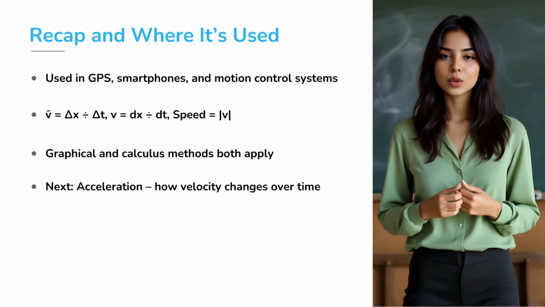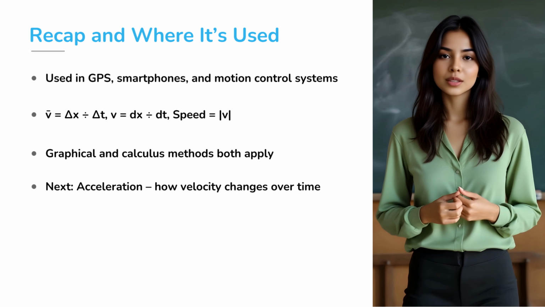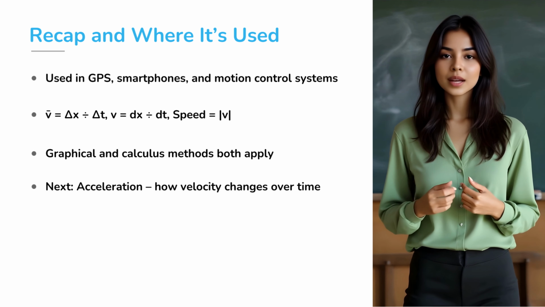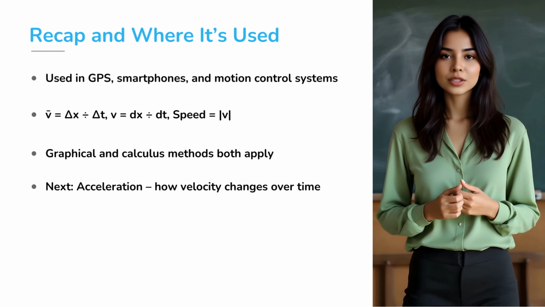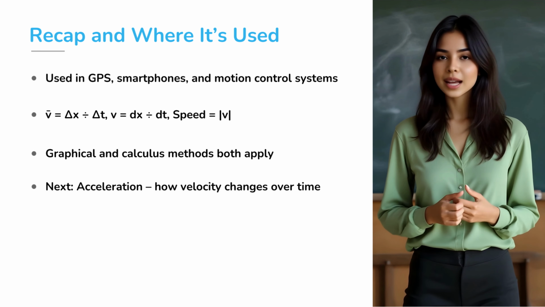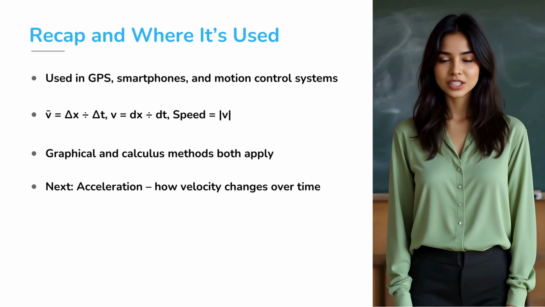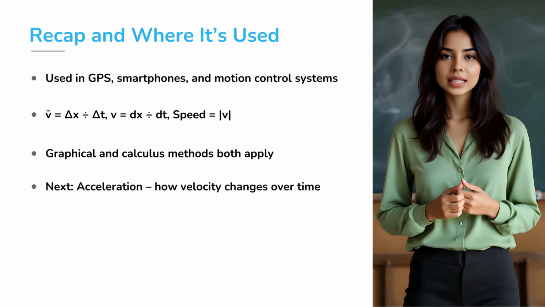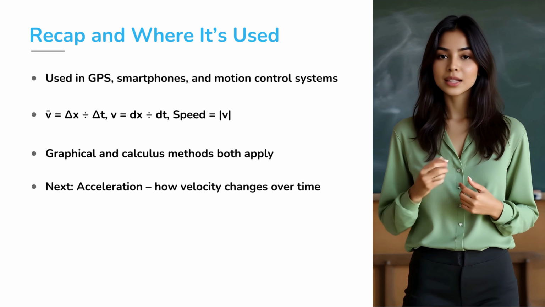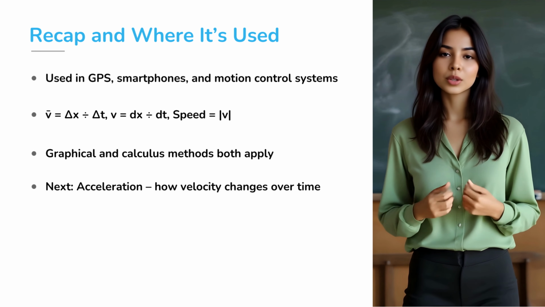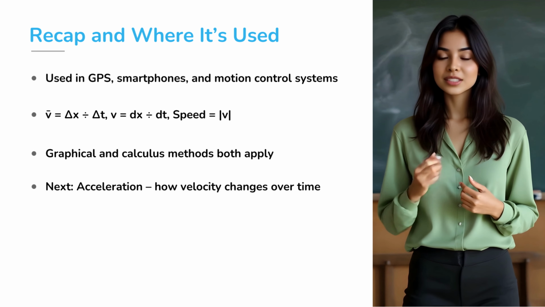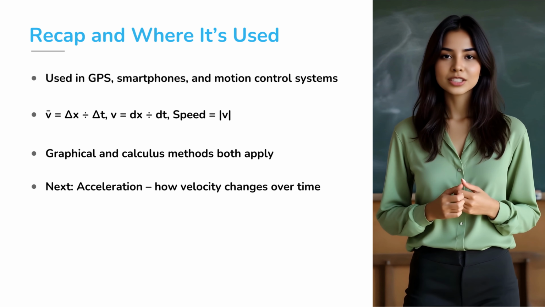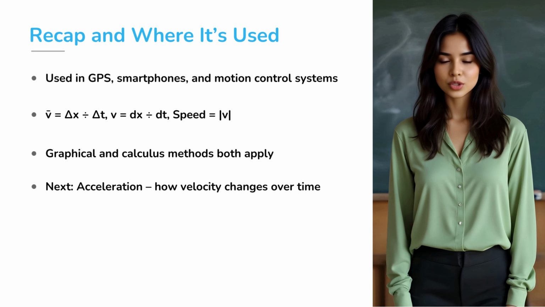Now let's wrap up with a quick recap, starting with the formulas. 1. Average velocity. Average velocity equals delta x divided by delta t, where delta x is total displacement and delta t is total time. 2. Instantaneous velocity. Instantaneous velocity equals the derivative of x with respect to t, or in other words, how fast position is changing at a specific moment. 3. Instantaneous speed. Instantaneous speed equals the magnitude of velocity. It's always positive, with no direction involved.